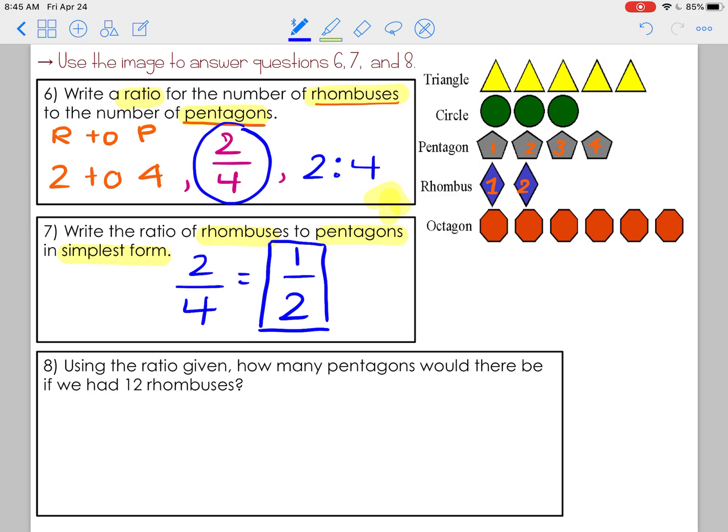All right, now number 8 is using the same information, except it says using the ratio that is given, how many pentagons would there be if we had 12 rhombuses? So this is going to require that we can use a couple different things. We could use an equivalent fraction, we could use a proportion, whatever works best for you. I'm just going to use an equivalent fraction. And I'm going to put my rhombuses on the top so I know where mine are going, with my pentagons on the bottom. I'm going to use my original ratio that I found in question 6, and that was 2 rhombuses for every 4 pentagons.